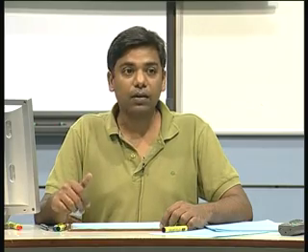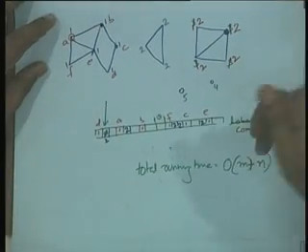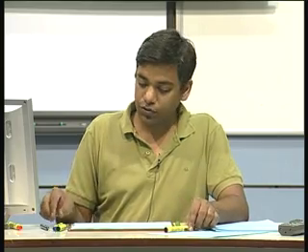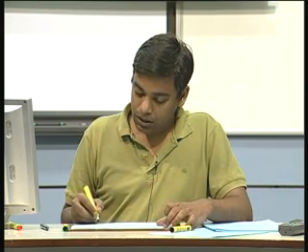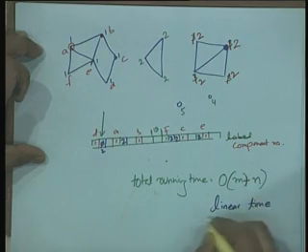Yeah, clear to everyone? So we can determine connected components in order m plus n time, linear time. This is also called linear time. We have used this term before. I can remind you, such an algorithm is called a linear time algorithm.